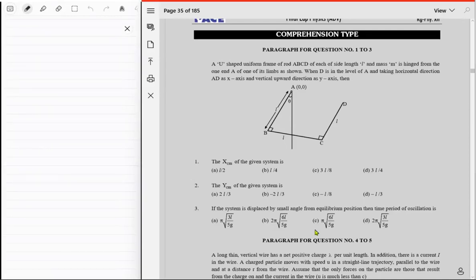Completion time. Paragraph for question 1 to 3. Okay, good. A U-shaped uniform frame of rod ABCD, each side of length L and mass M, is hinged from one end A of one of its limbs as shown. Okay, so this is the frame.